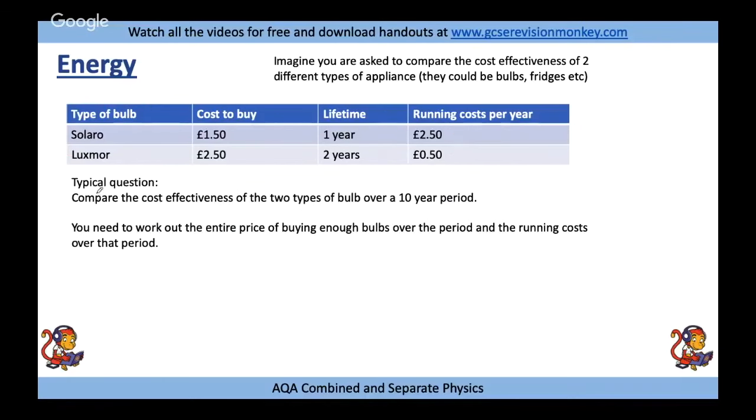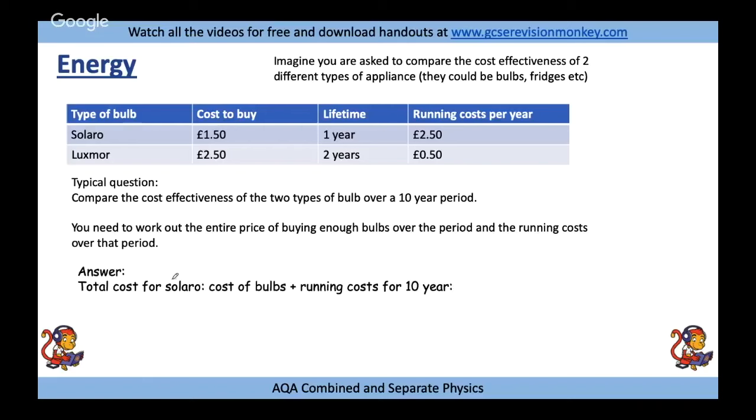Okay, typical question then. Compare the cost effectiveness of the 2 types of bulb over a 10-year period. That is a really important thing. Compare, so stick a box around that, and we want to compare the cost effectiveness. So you need to work out the entire price of buying enough bulbs over the period and the running costs over that period as well. So you've got to buy enough bulbs and you've got to work out the running costs over that 10-year period. That way you'll know basically which is cheaper, which is more cost effective. Okay, so let's do exactly that then.